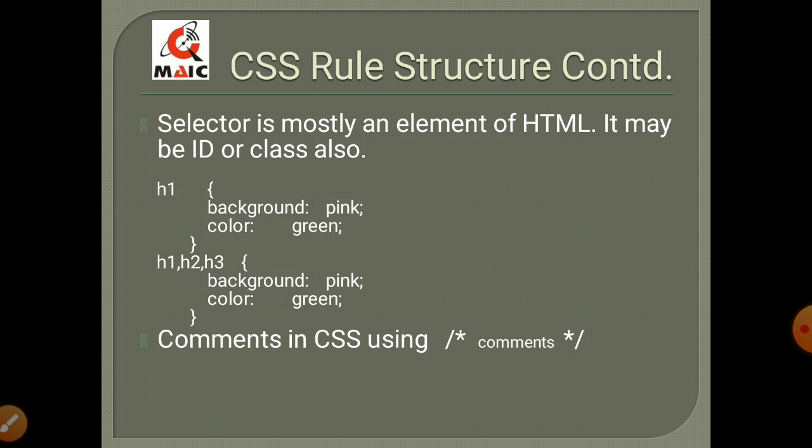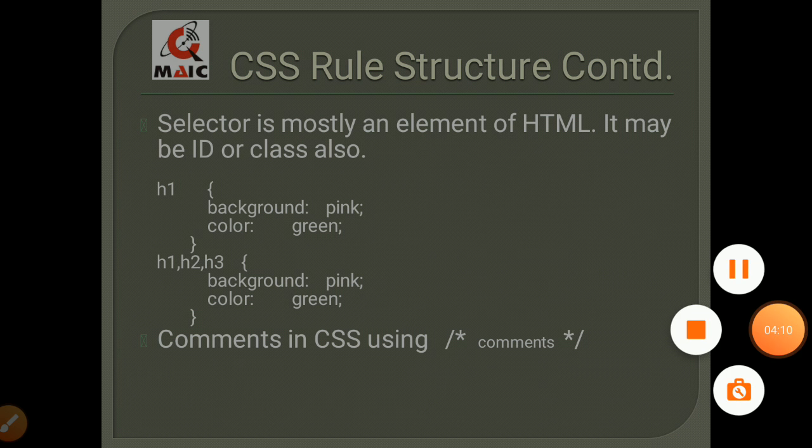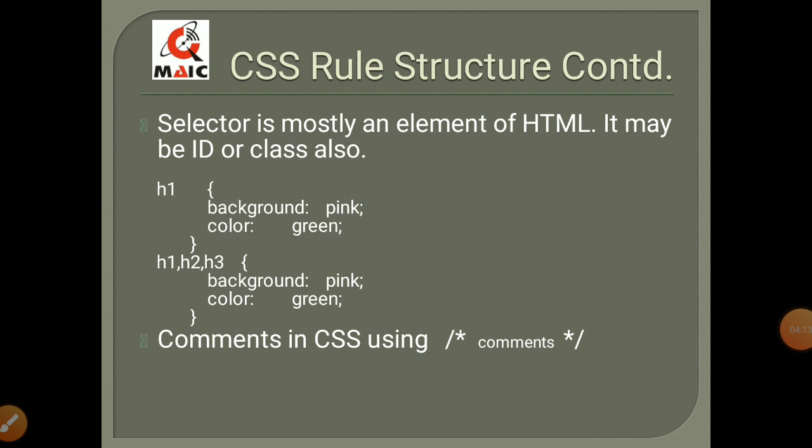In this way, I can specify CSS for the H1 heading. Now if I want the same CSS to be applied to multiple HTML elements, I can separate them using commas and use the same code for it, like H1, H2, H3, and the same code background colon pink, color colon green. In this way, the same structure can be used for different HTML elements. So we do not need to write the same code again and again, so it's easier to maintain too.